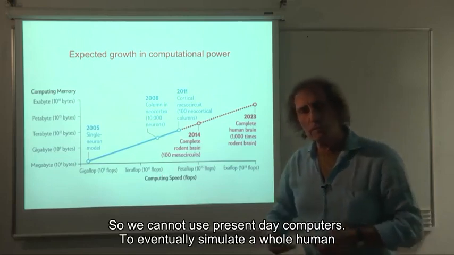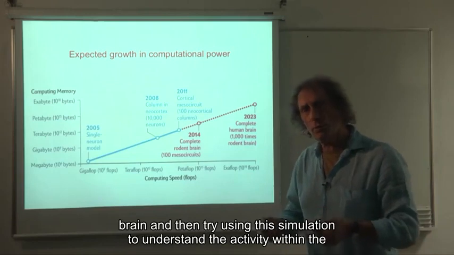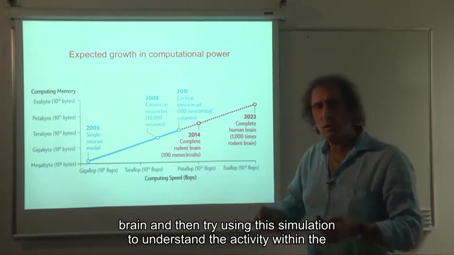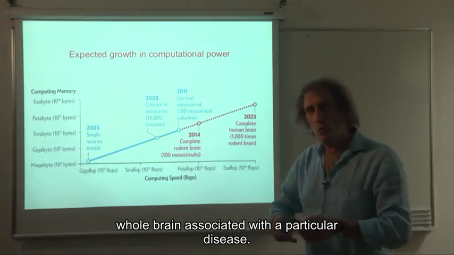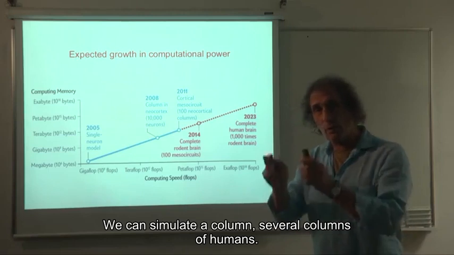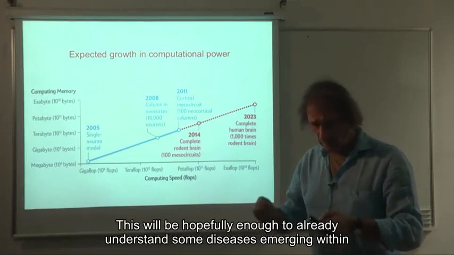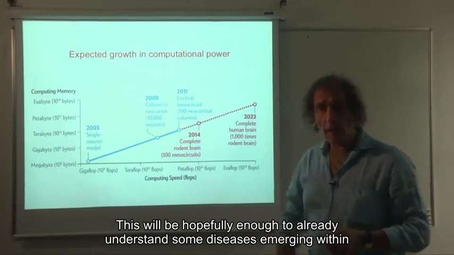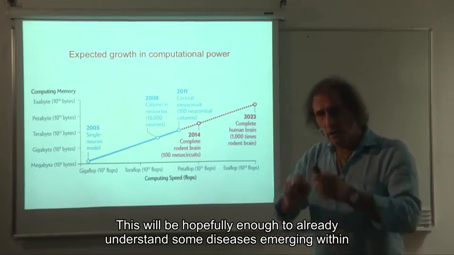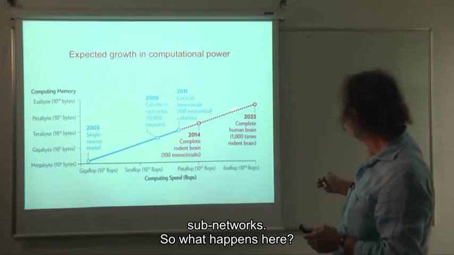So we cannot use present day computers to eventually simulate a whole human brain and then try using this simulation to understand the activity within the whole brain associated with a particular disease. We can simulate a column or several columns of humans, and this will be hopefully enough to already understand some diseases emerging within subnetworks.